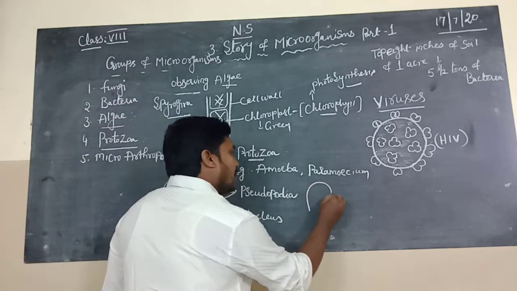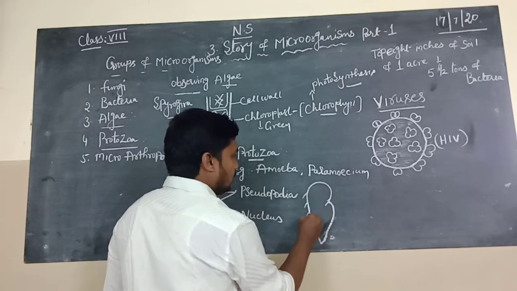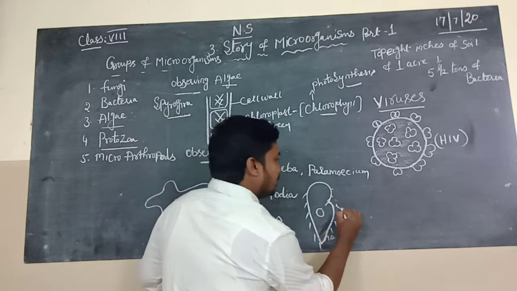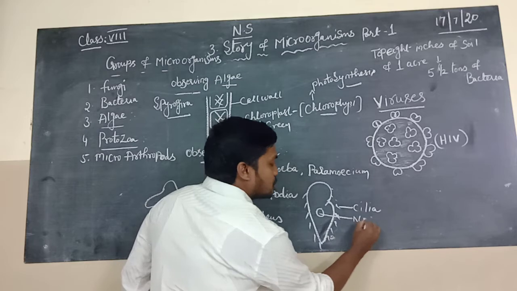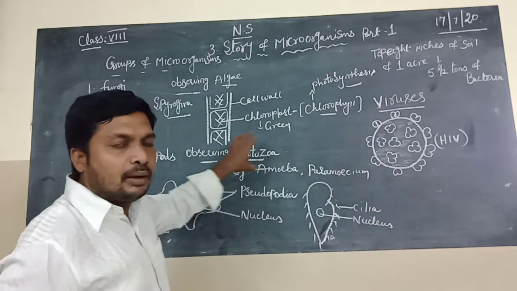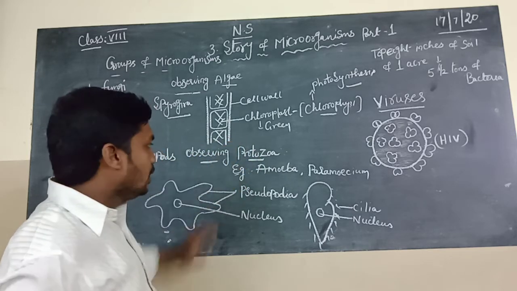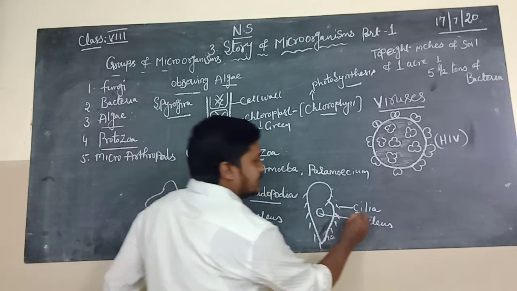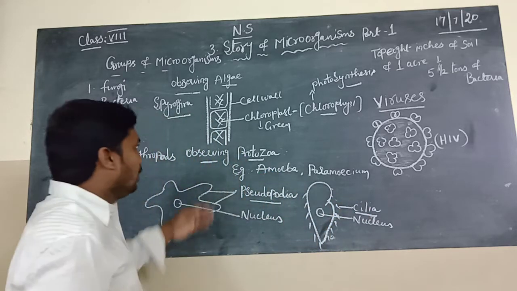See here, paramecium looks like this. This is paramecium. Paramecium have small hair-like projections called cilia. In the center portion we can find the nucleus. Amoeba and paramecium found in pond water belong to a group known as protozoa. They have locomotory organs like pseudopodia and cilia. Pseudopodia are found in amoeba, cilia are found in paramecium.